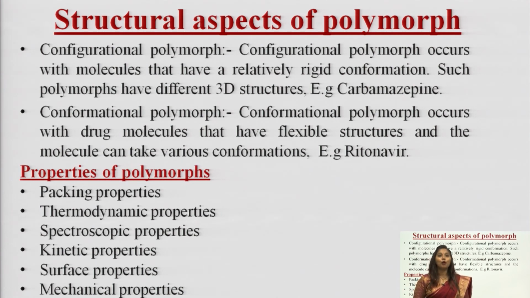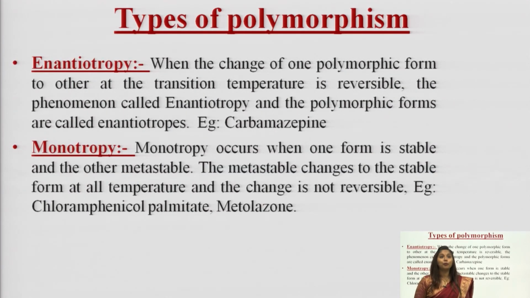Properties of polymorphs are mentioned here: packaging property, thermodynamic property, spectroscopic property, kinetic property, surface property and mechanical property. These are some properties which a polymorph exhibits. Now, what are the types of polymorphs? The types are enantiotropic and monotropic. Enantiotropic polymorphs are those where the change from one polymorphic form to the other at a transition temperature is reversible. The phenomenon is called enantiotropy.